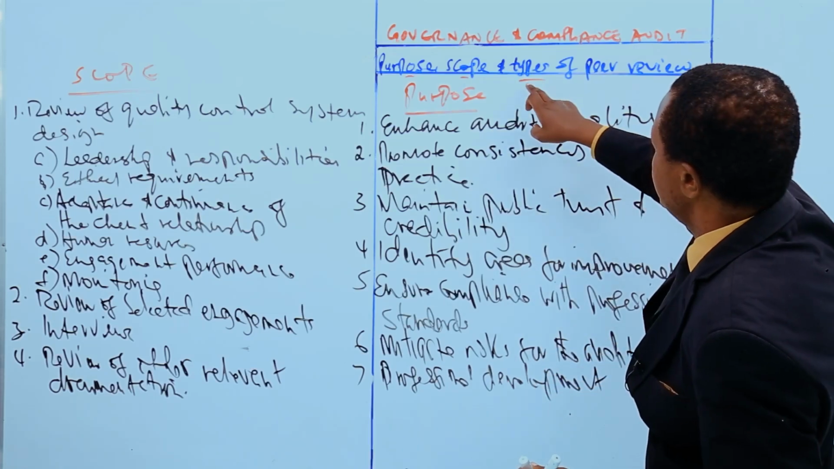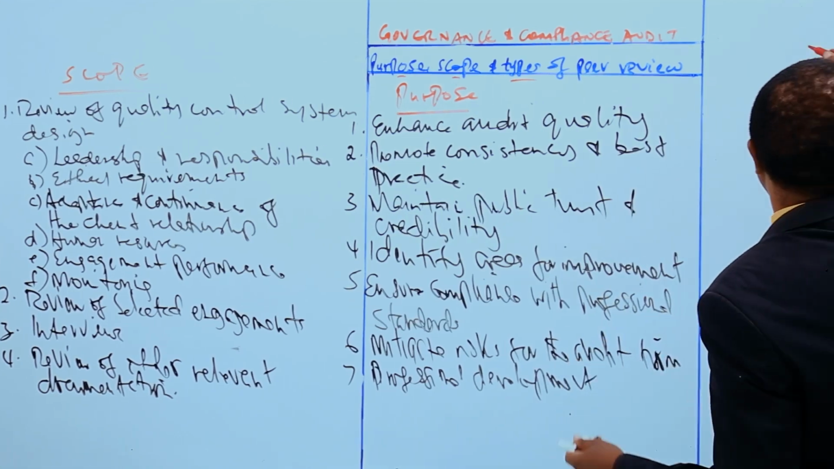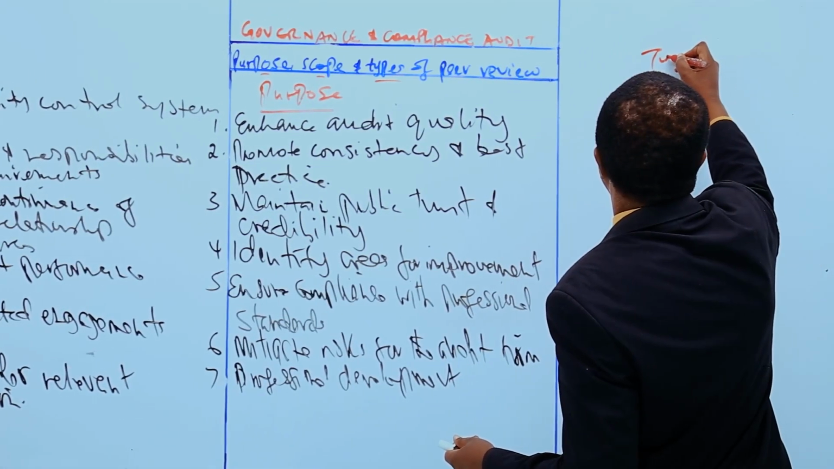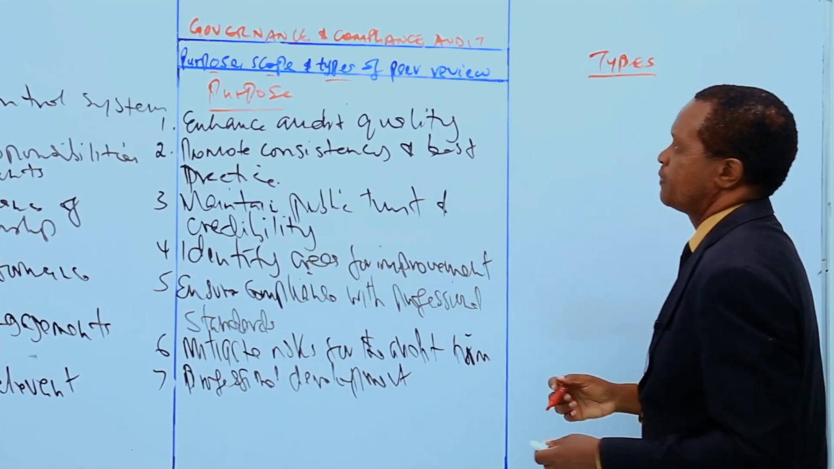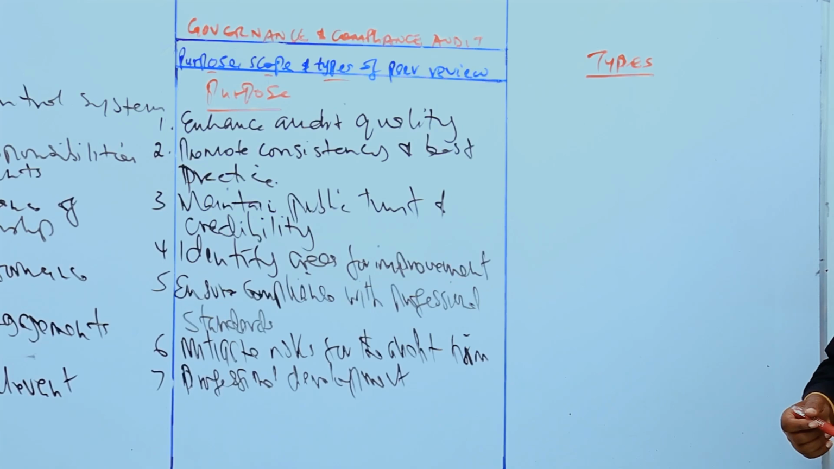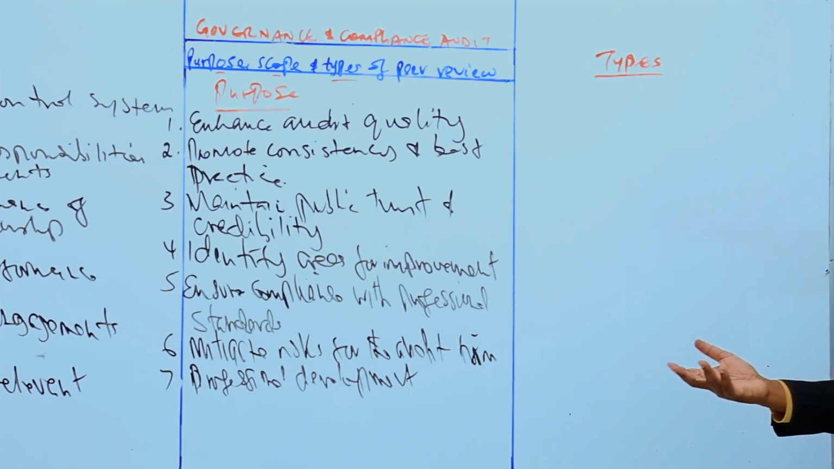Let's now analyze the types of peer review. What are the types? Types of peer review. Now, the specific terminology for peer reviews can vary slightly depending on the professional body or jurisdiction, but they fall into around 4 categories. The types we may have, for example, the systems review.